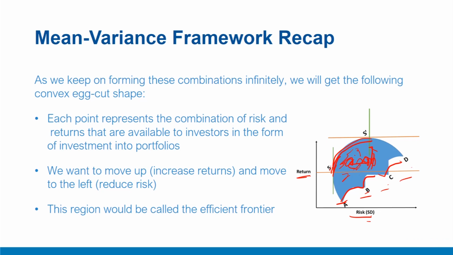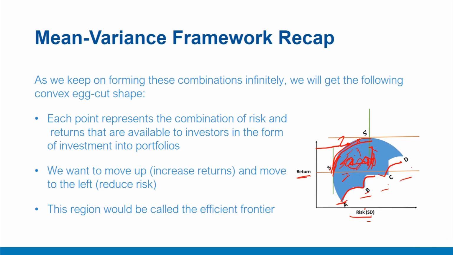This surface is called the efficient frontier because every point on this surface represents a unique combination of risk and return, which can be explained in the following terms. For example, let's take this point Z. For a given amount of return, this Z would obtain minimum risk, or for a given amount of risk, this Z would give you the highest return.